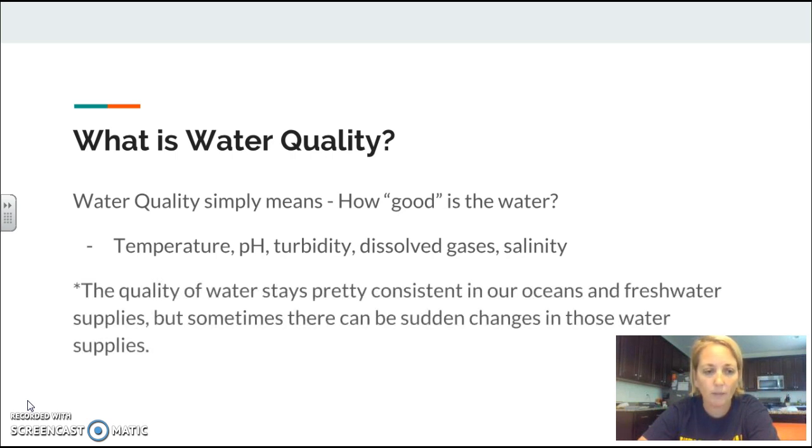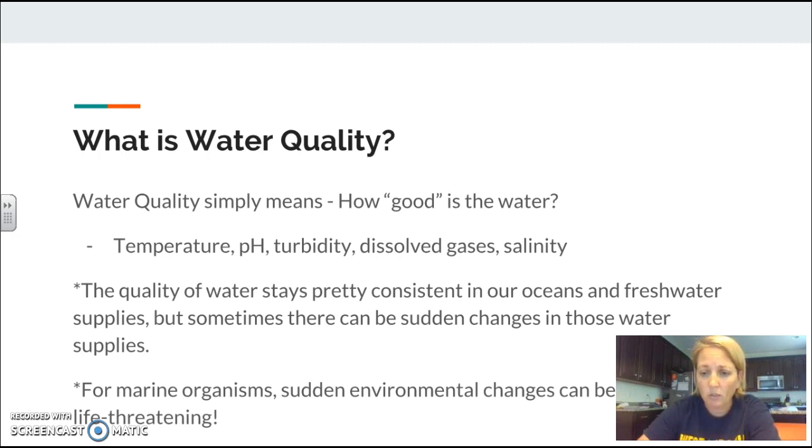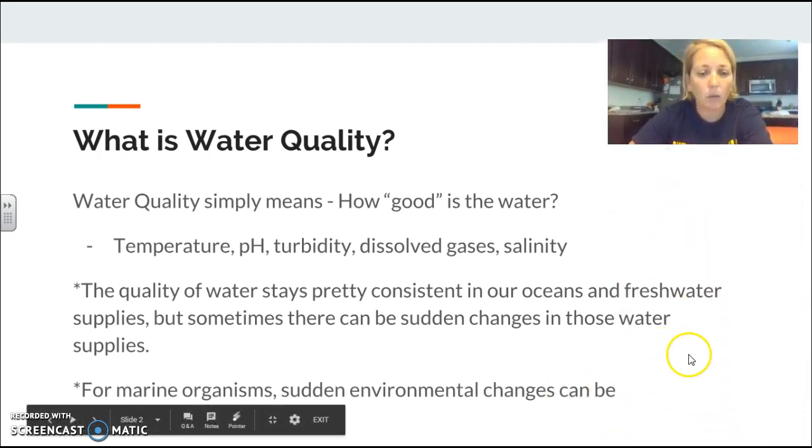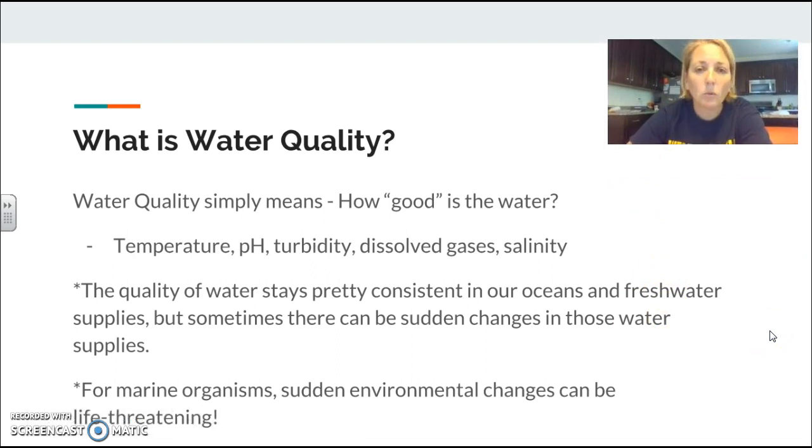Okay, so the quality of water stays pretty consistent in our marine ecosystems. Oceans and freshwater, Mother Nature does a great job of keeping those balanced. But sometimes there can be sudden changes in those water supplies. And when that happens, and I apologize, let me move myself up there. That might help you. Okay. For marine organisms, when there are sudden changes, those can become life-threatening and wreak havoc on the ecosystem.